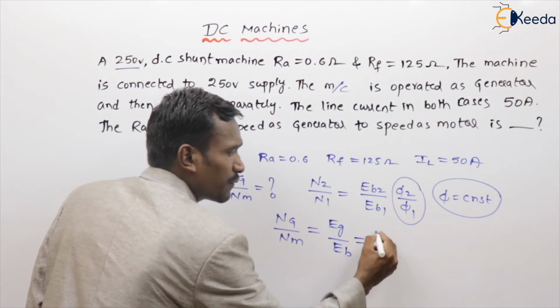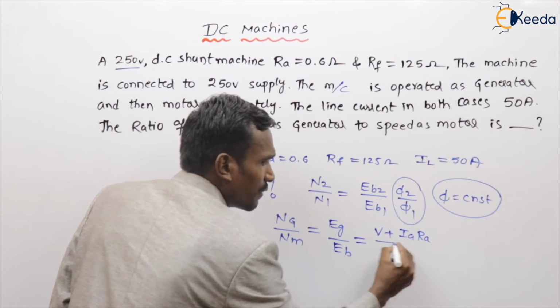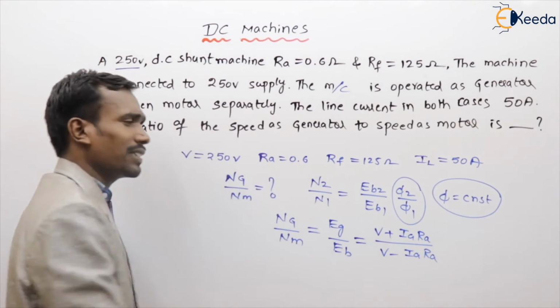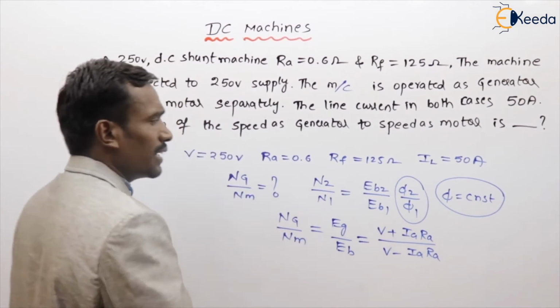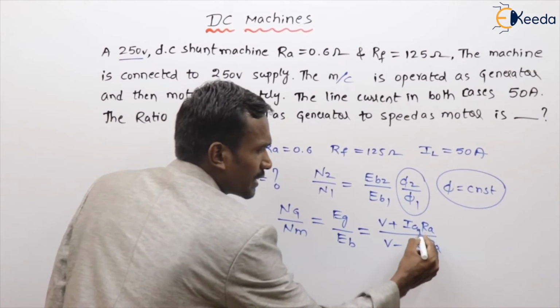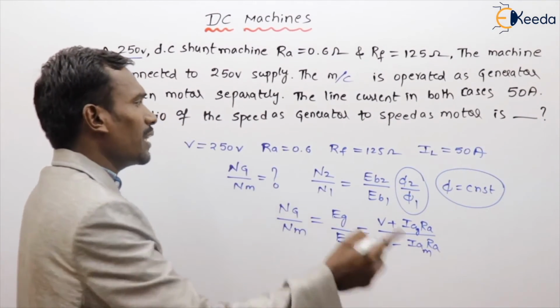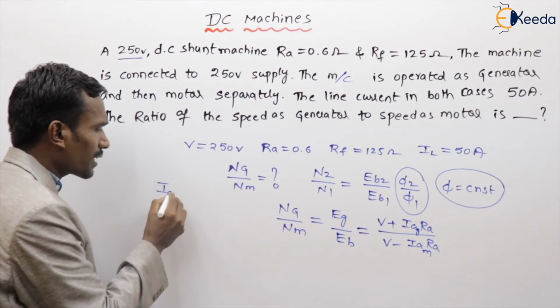Easy. Generated EMF is V plus IaRa divided by V minus IaRa. Here we have to substitute the generator armature current in the numerator and the motor armature current in the denominator. Can you tell me what is the motor current?